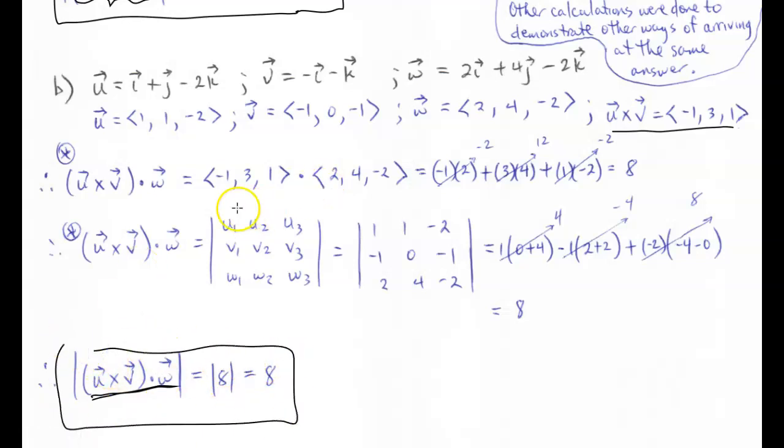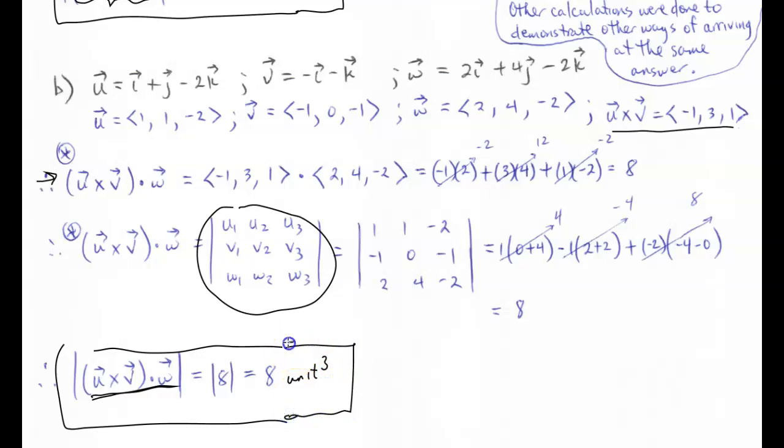But again, we can do this via the determinant way of doing the triple scalar product, or we can calculate it just like how we did back in example 4a. All three ways, we end up getting 8. And again, like I said before, since we are talking about a volume, we really need to answer this in cubic units.